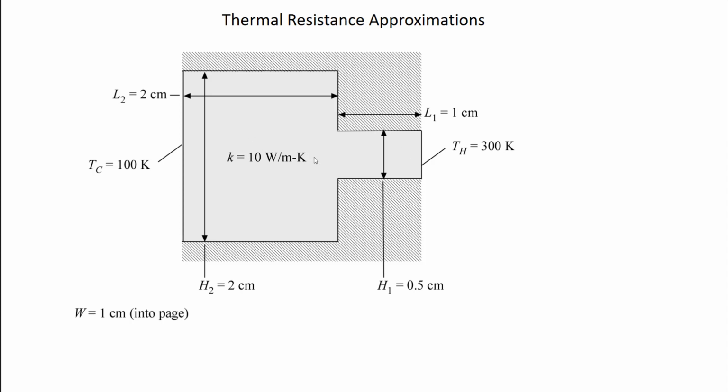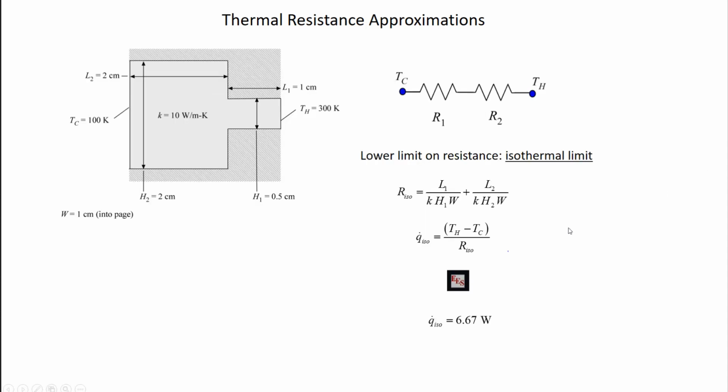The other thing I can do is an adiabatic limit, which says, as I'm going through here, I'm not going to allow the heat to spread at all. So that's going to give me an upper bound on the resistance. It's going to give me a lower bound on the heat transfer rate. That's going to predict the smallest heat transfer rate. So that will bound my situation. So let's go through those 2 estimates.